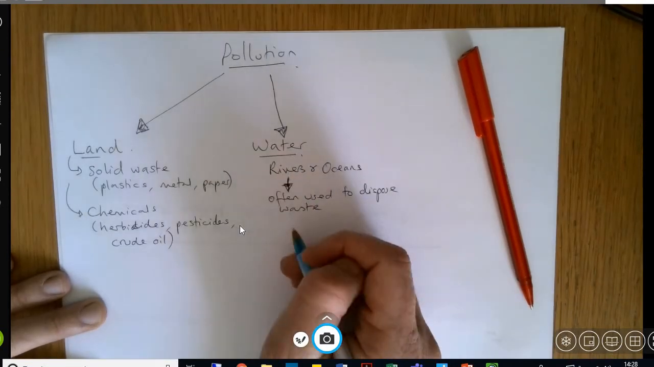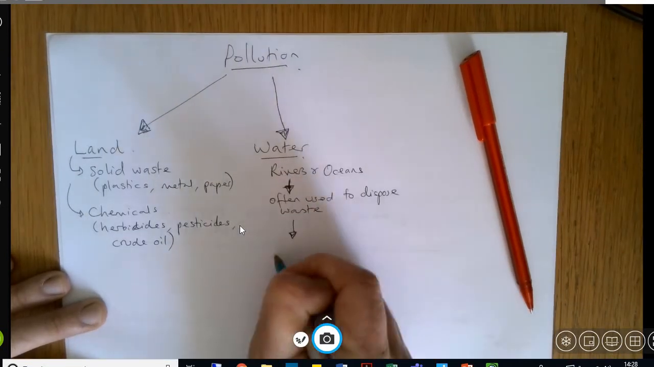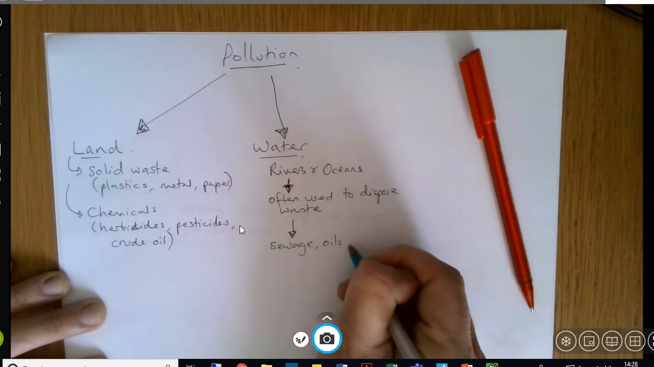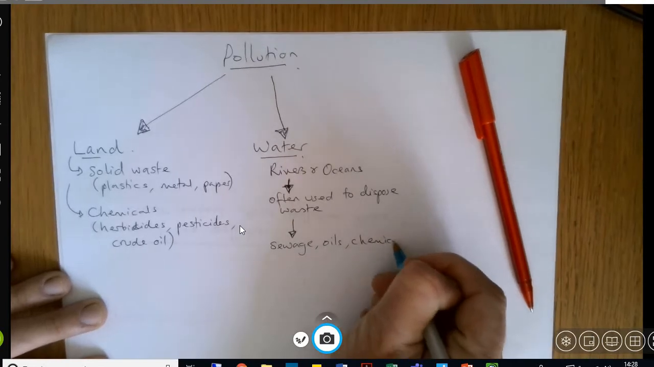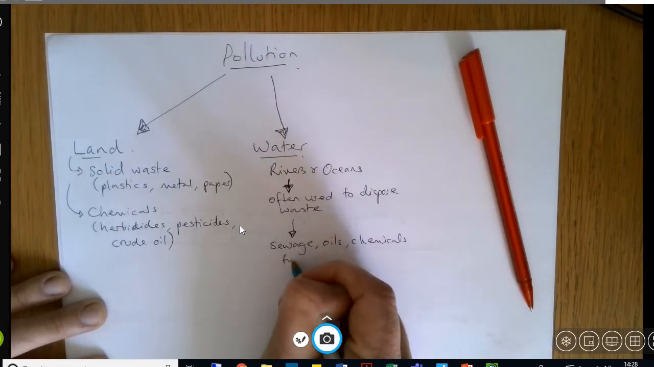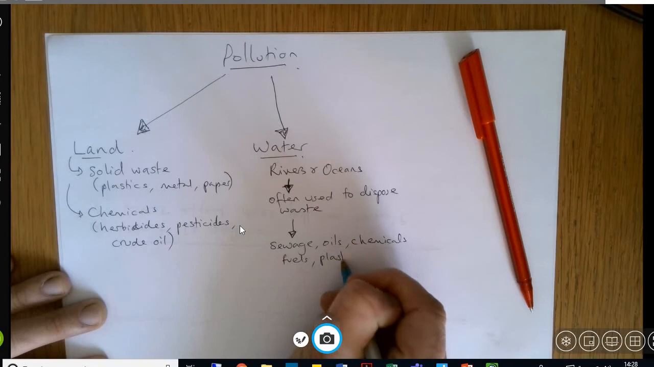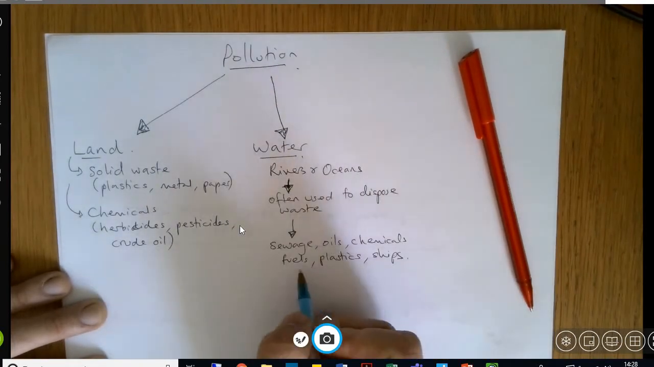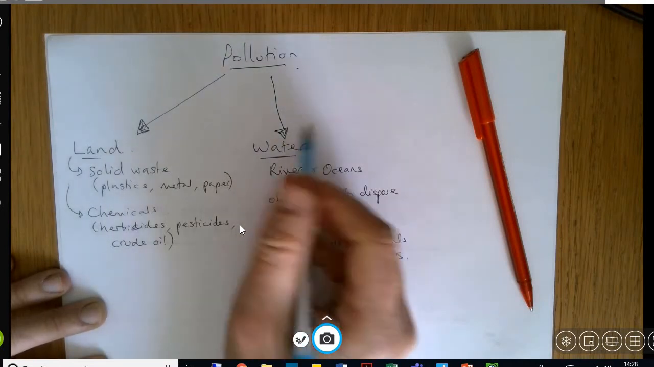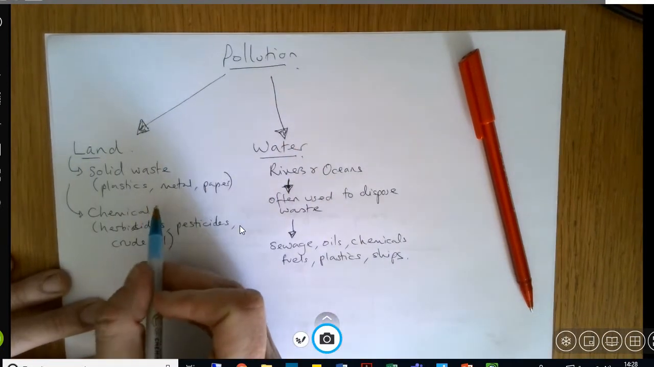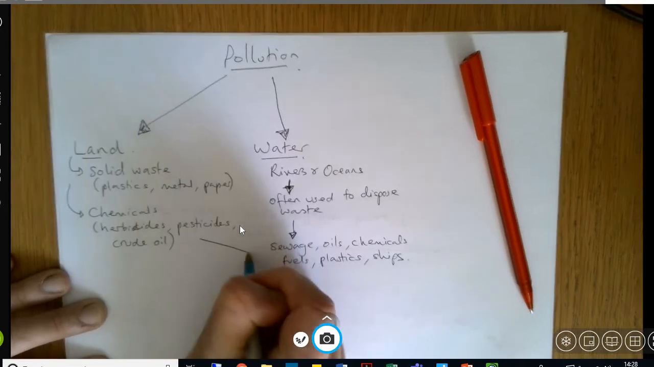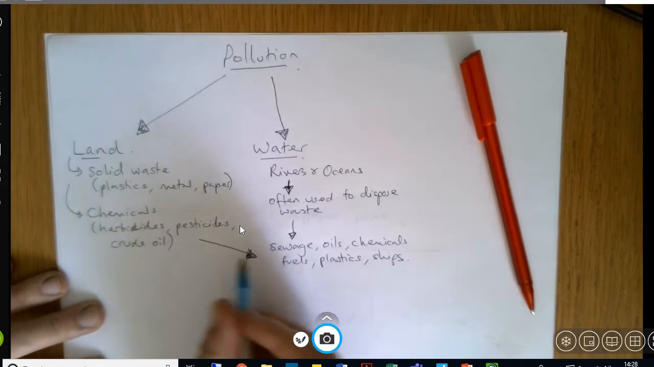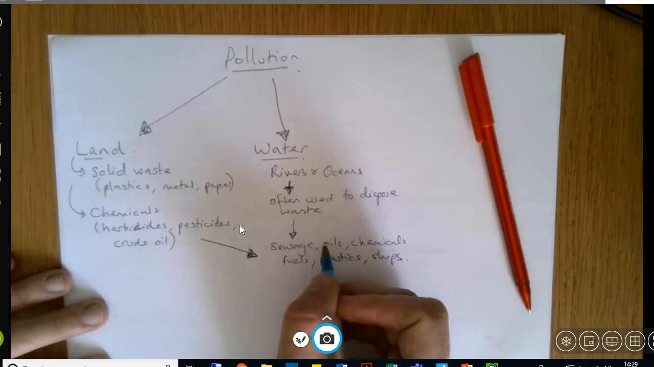Things that you'll find there: sewage, oil, chemicals, fuels, plastics, in fact anything really, even discarded old ships, anything that can be dumped. And critically, a lot of this with water is stuff that has come from land. So a lot of these chemicals started off on the land, and they will have seeped their way into the water system and been transferred into water pollution.